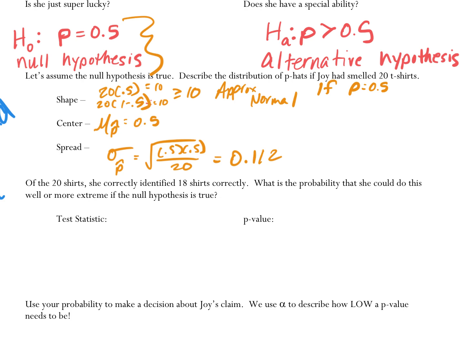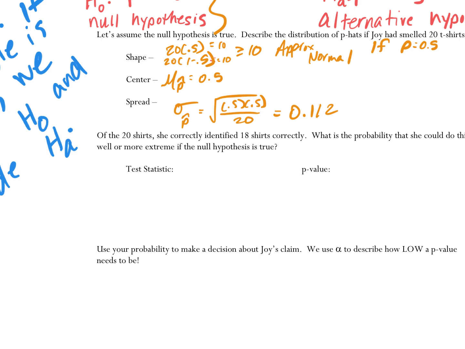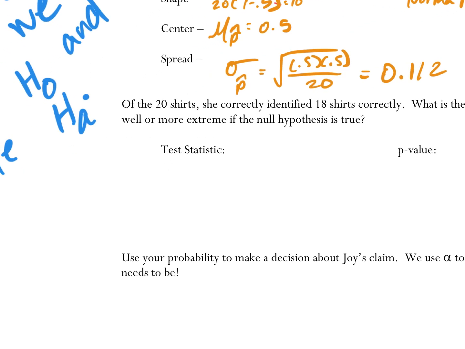All right, now the next thing we're going to do is create something called a test statistic. It is actually going to feel incredibly familiar because we have already done them this year. Our test statistic is going to be Z. The test statistic is calculated by doing what actually happened minus what would be expected, divided by the standard deviation.